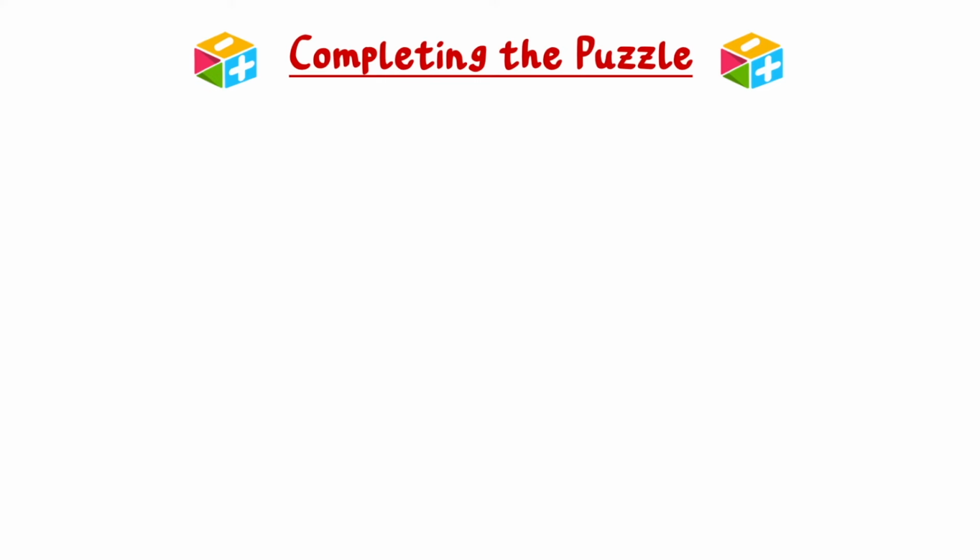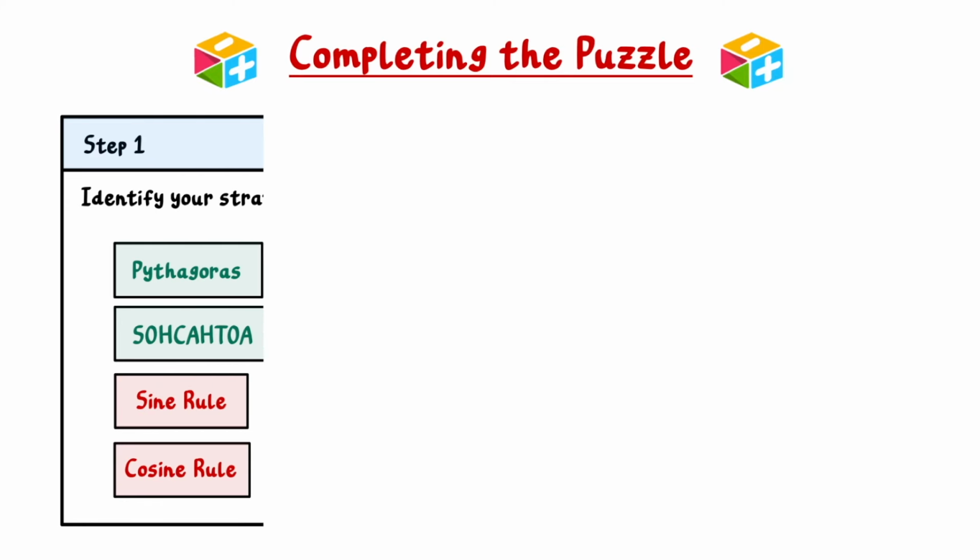In the problems that follow, we can break up our solution into 3 distinct steps. The first step is to identify your strategy. There's 4 main methods to choose from here: Pythagoras Theorem, the SOHCAHTOA method, the Sine Rule, and the Cosine Rule.